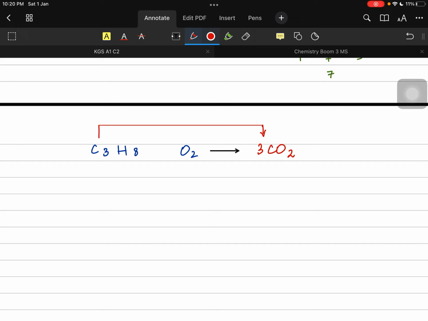What about the water molecules? So there are essentially 8 hydrogen atoms.